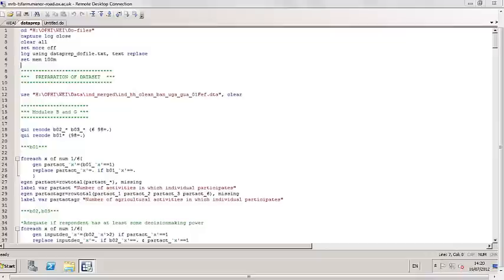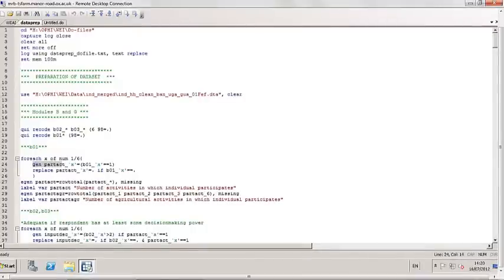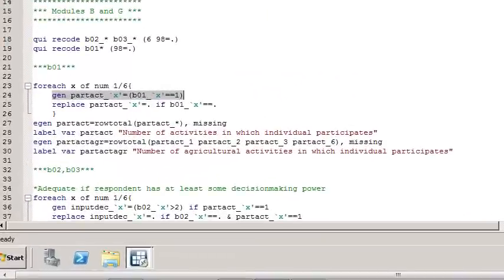We start with module B, more specifically with question B01. Based on question B01, we construct the indicator part_act_X. X refers to the activity, one of the activities listed in module B. So part_act_X is equal to 1 if the individual participates in activity X. It will be used later on as a filter variable.